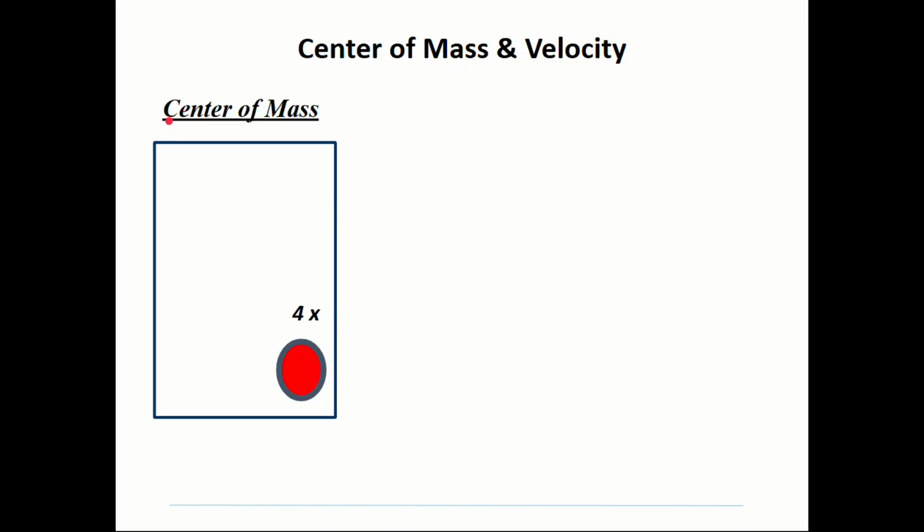And my goal is to figure out the center of mass between this red mass and also this blue mass over here. And I'm going to be assuming that this red mass has 4 times the amount of mass as this blue mass over here.